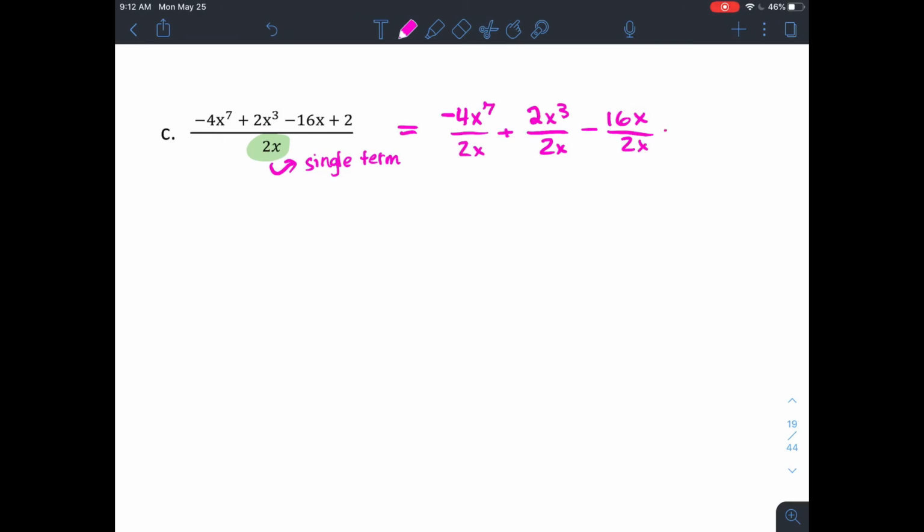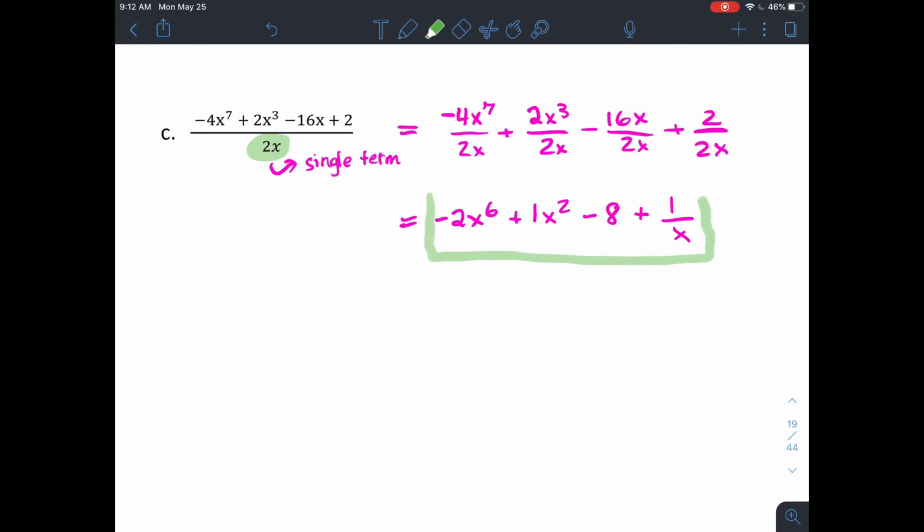And then actually that makes things easier because I can do my division. Negative 4x to the 7th over 2x gives me negative 2x to the 6th, and then I'll have just a 1x to the 2nd minus 8 plus, and I can reduce that to 1 over x, and that's my final result. So if you have a single term in your denominator, this is helpful.